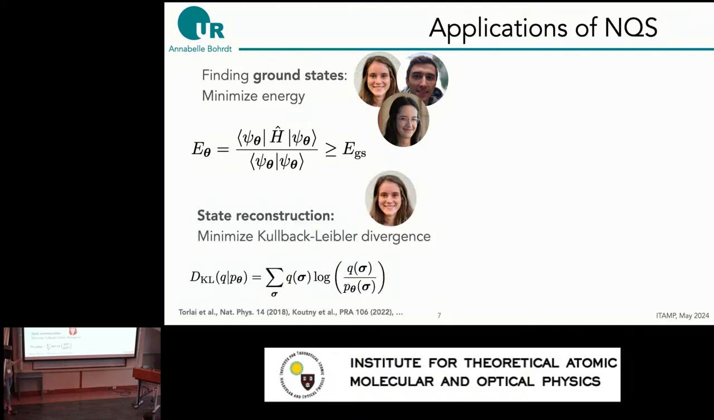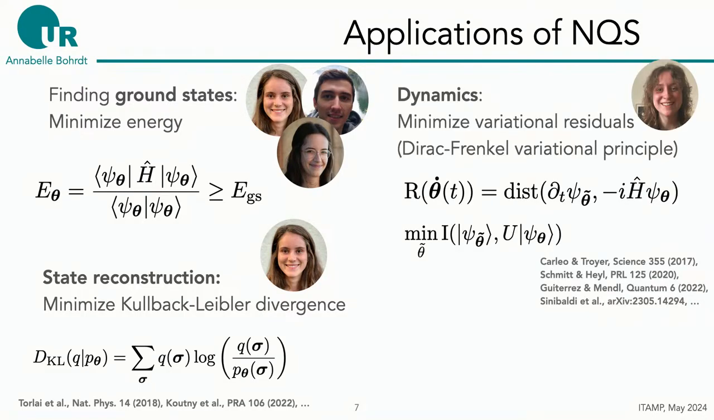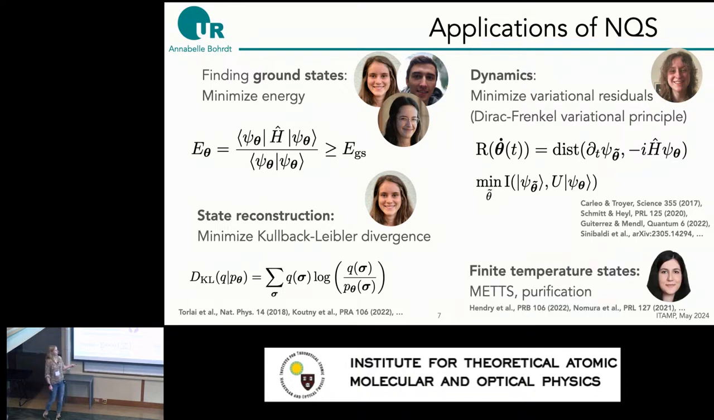You can also do state reconstruction, where you get some data from, for example, a quantum simulation experiment, and now you train your neural network to represent the state where this data comes from as best as possible. Other options are, for example, dynamics, so you can also simulate the time evolution of a quantum system, or finite temperature states. There's also, of course, open quantum systems, but I'm a bit scared of open systems, so that's not on here.